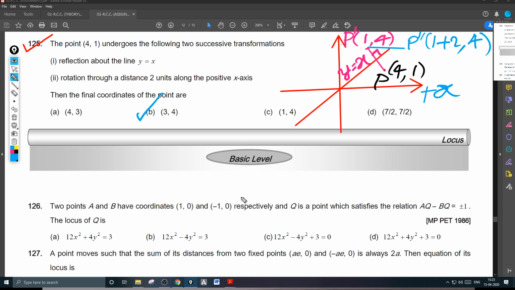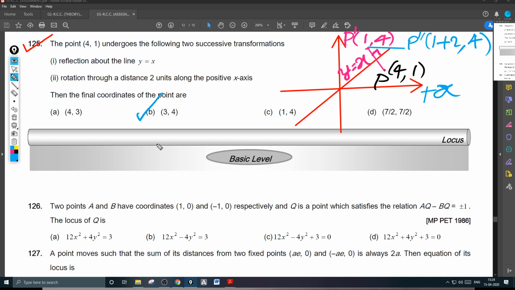You have to understand, when a point 4 comma 1 undergoes the following 2 successive transformations. Number 1, reflection about the line y is equal to x. Number 2, translation through a distance 2 units along the positive x-axis. The reflection of 4 comma 1 in the line y is equal to x is 1 comma 4, because it is then moved through 2 units distance towards the positive x-axis. That is why it becomes 1 plus 2 comma 4. So the answer is 3 comma 4. This is about the shifting of origin concept.